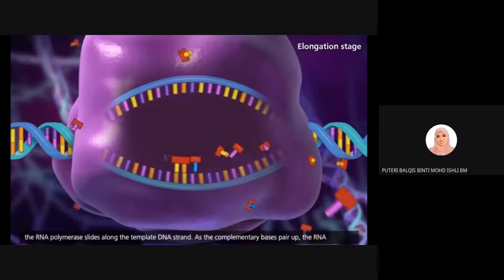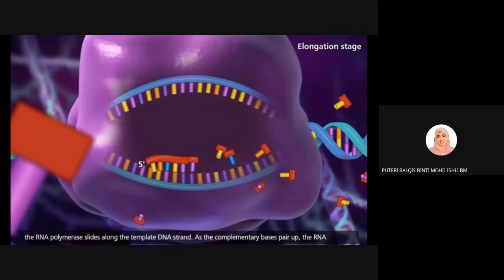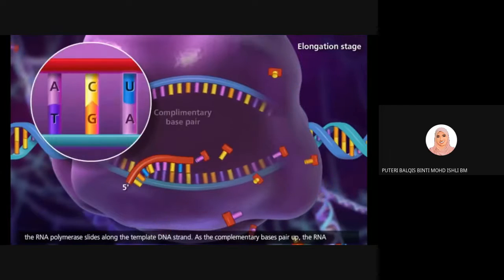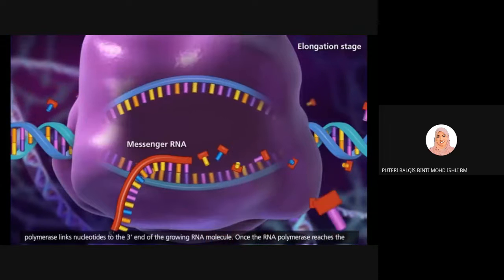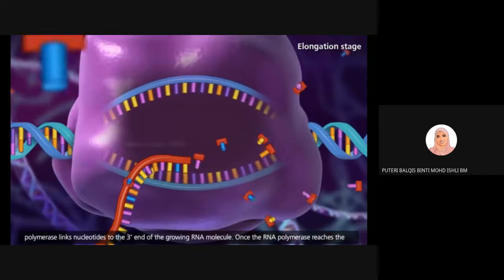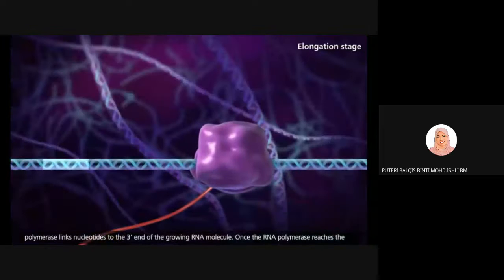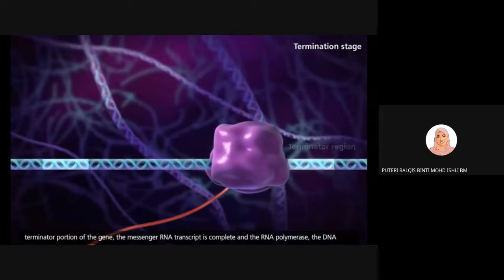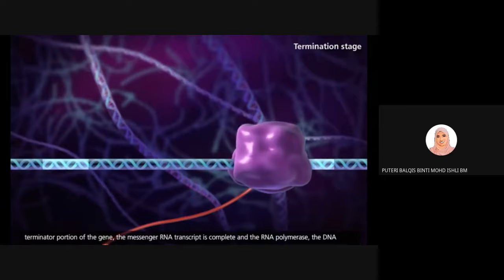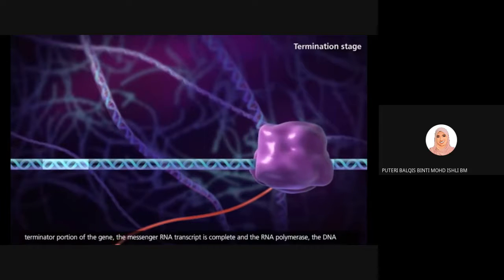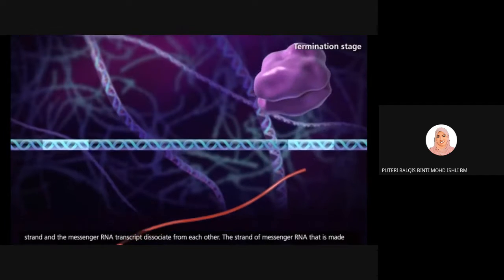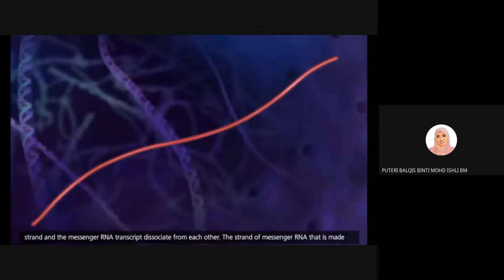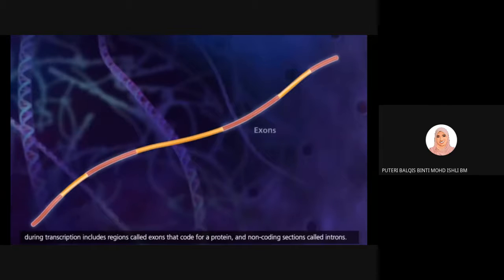So during elongation, dah start dah proses elongation. This RNA polymerase will catalyze the addition of RNA nucleotide complementary to the DNA. Dia tambah je, RNA polymerase tolong tambah until it reach terminator. Once it reach terminator, the transcription process will be stopped. The mRNA will be released, and in eukaryotic cell, mRNA will undergo process called RNA splicing.